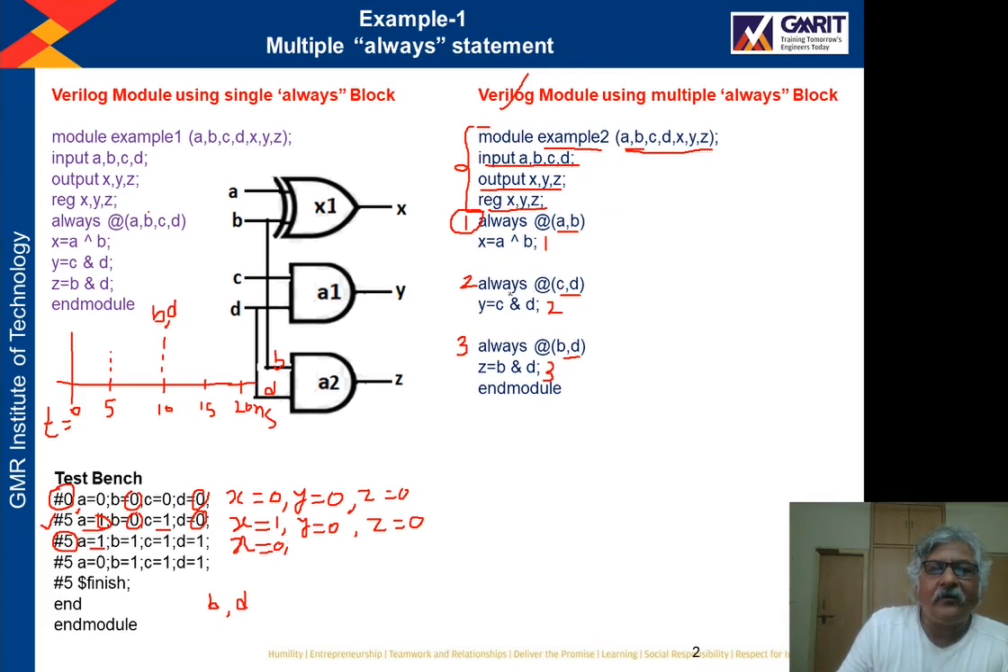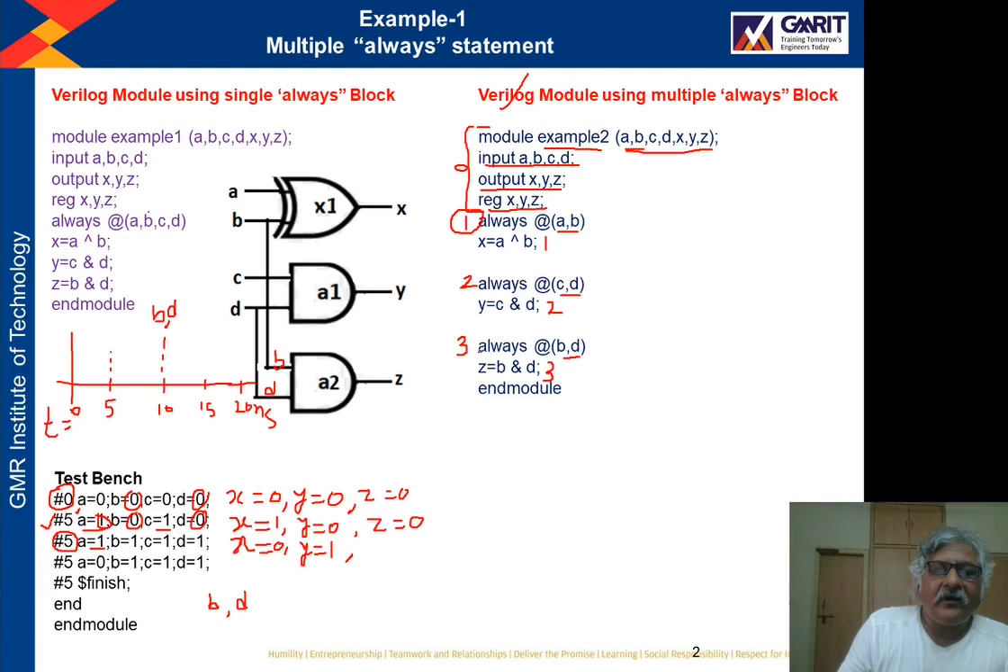Now always block number 2 has C and D in its sensitivity list. So there is an event on D also. D also changed to 1. So always block number 2 is also activated and statement 2 is executed. That is, C and D will be evaluated. Now C is 1, D is 1 at 10ns, so the evaluation result is 1, and that will be assigned to Y. So Y will get the value 1 at 10ns.